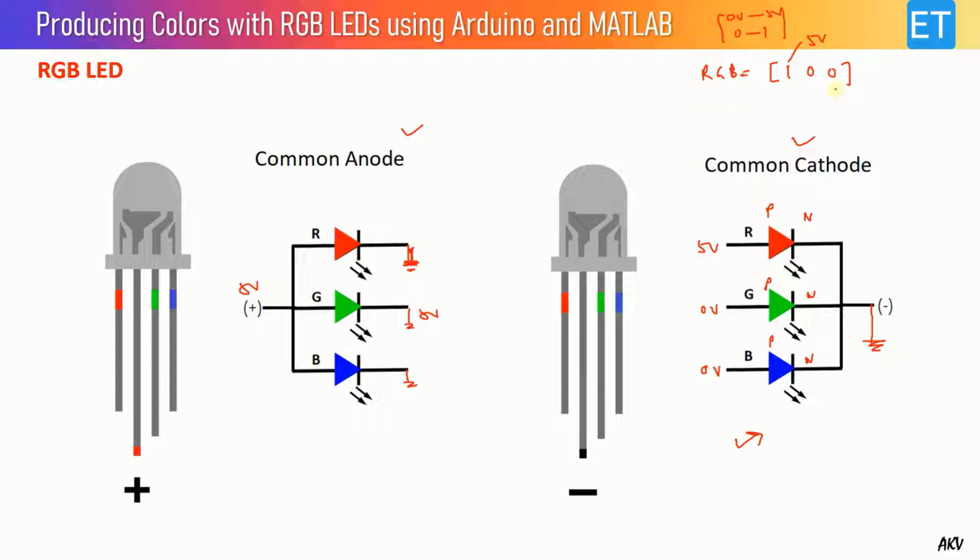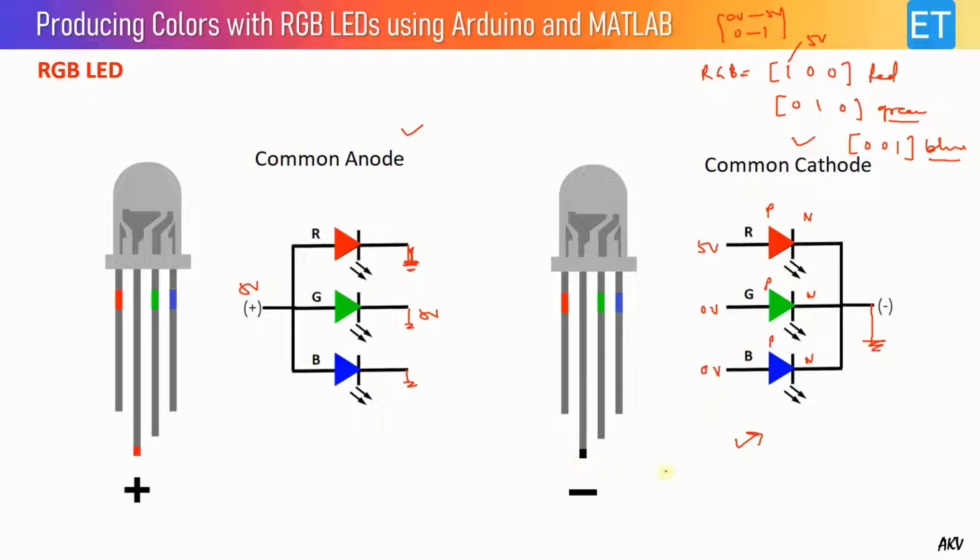So this is your red, and to produce green, obviously what you will do, this 0 1 0. So it will produce green color. That means a green LED is getting full 5 volt. And to produce blue, you will give this input 0 0 1. So that will create the blue color. And you can give the combination.